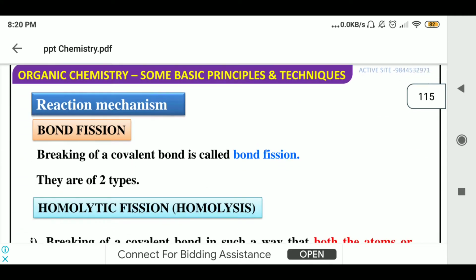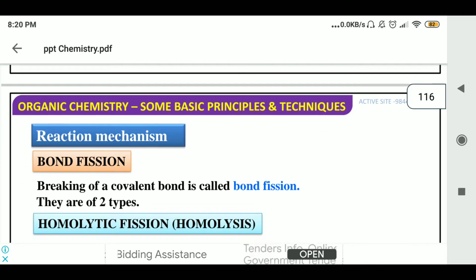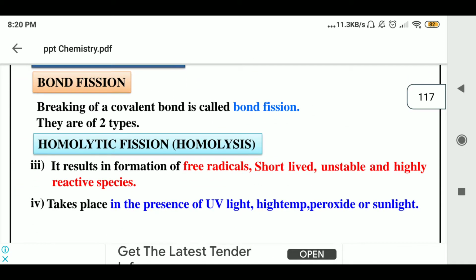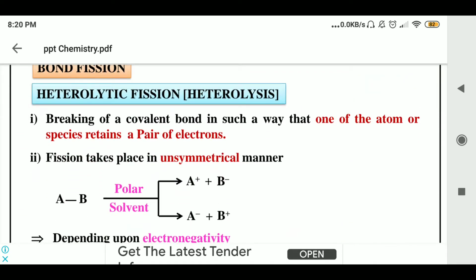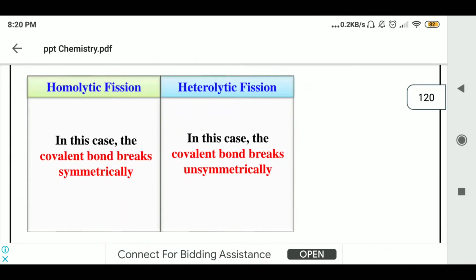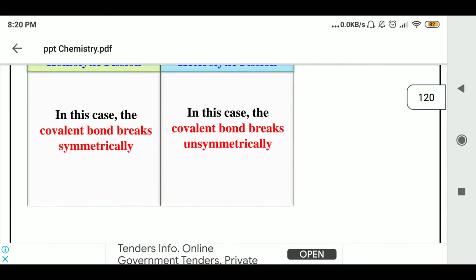Now talking about the reaction mechanism, homolytic fission and heterolytic fission I already discussed in my previous video, so I am not going to discuss them in detail. Covalent bonding, homolysis, bond fission, these topics I have already covered in my previous video.